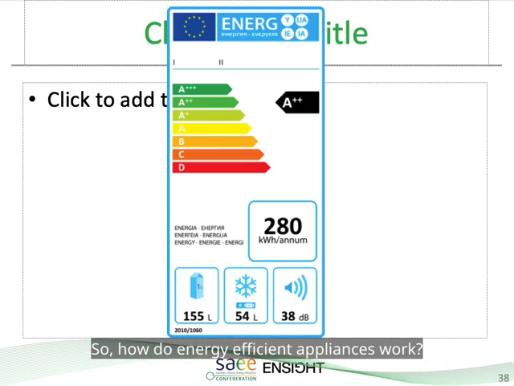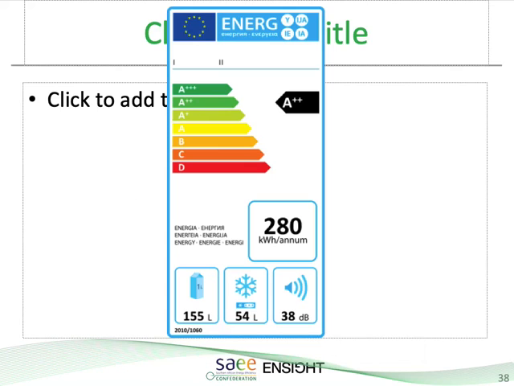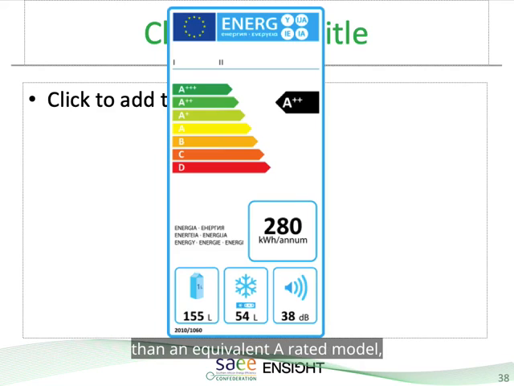So how do energy efficient appliances work? Energy efficient appliances are designed to utilize minimum energy to complete the required task. An A+ model uses as much as 20% less energy than an equivalent A-rated model, and the range of super efficient models, A++, rating uses up to 40% less energy than an equivalent A-rated model.